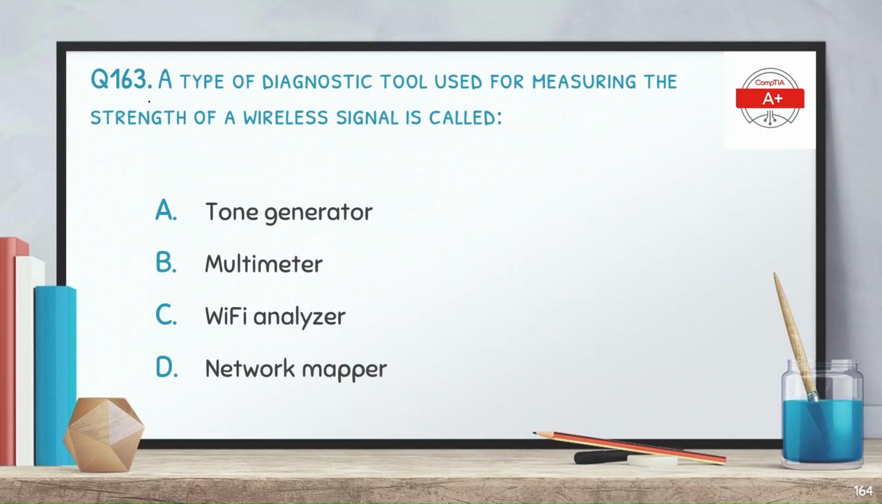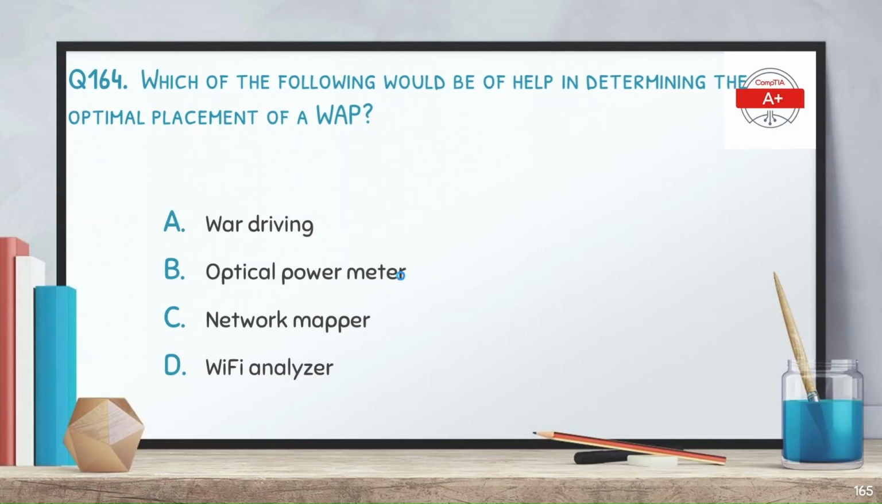Question number 163 is that a type of diagnostic tool used for measuring the strength of a wireless signal is called. The options are A. tone generator, B. multimeter, C. Wi-Fi analyzer, and D. network mapper. And the correct option is the Wi-Fi analyzer.